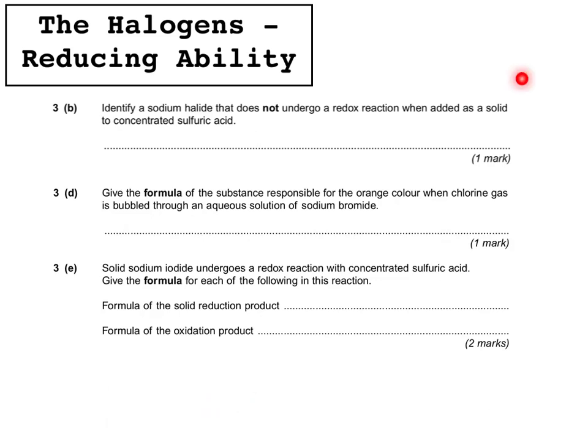The next question that I'm going to show you requires you to know a little bit about the reactions. So first question says, identify a sodium halide that does not undergo a redox reaction when added as a solid to concentrated sulfuric acid. So a sodium halide means you've got to have sodium with it. So it either can be sodium chloride, remember that doesn't reduce the sulfuric acid, just a displacement reaction, or you could have sodium fluoride, because if chloride ions don't reduce the sulfuric acid, then because fluorine is above chlorine in the periodic table, the trend suggests that fluoride ions also will not reduce the sulfuric acid.